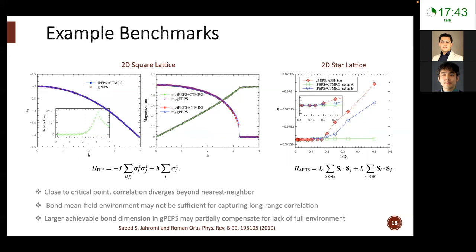You would see that away from the transition point, the relative error is very small, almost zero. However, as you approach the critical point, so this simulation is here, very close to 3 point something. And you would see that when you approach the critical point, it is natural that in your system, the correlation diverges and goes beyond the nearest neighbor.